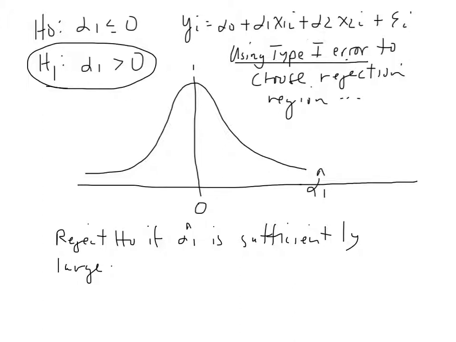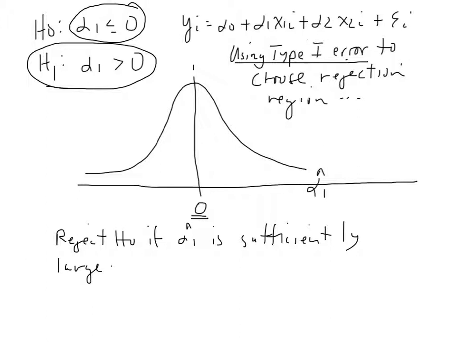To recall, the type 1 error is the probability of rejecting H0 when H0 is true. So two things have to happen for a type 1 error. Number one, H0 has to be rejected. Number two, H0 has to be true. True in this case would be any alpha 1 that was less than or equal to 0. For argument's sake, we're going to assume that true means 0 at the moment.